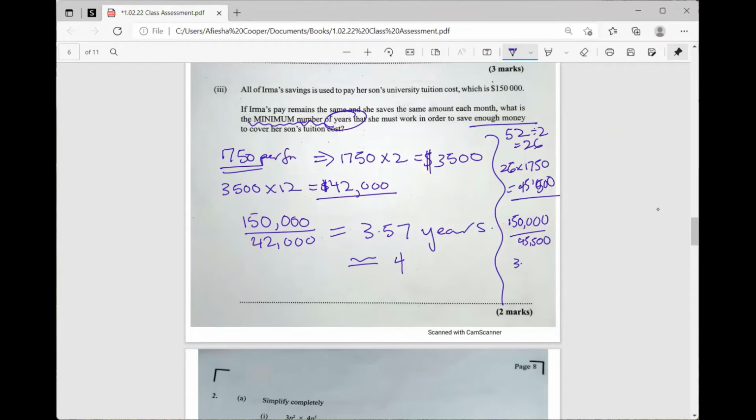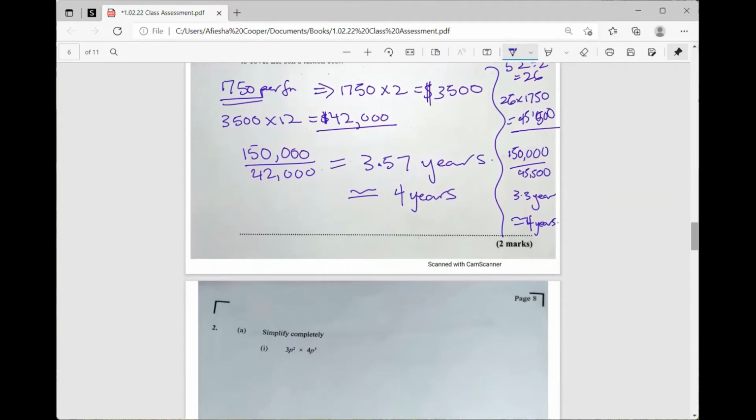Right, this one gives you 3.3 years and this one gives you 4.57 years. But the minimum amount of years that she needs to work to get that amount is 4 years, because if she works for 3 years, she wouldn't make it. So she has to work for 4 years minimum to get that amount of tuition for her son. All right, next question.